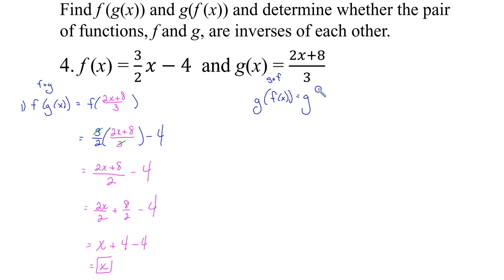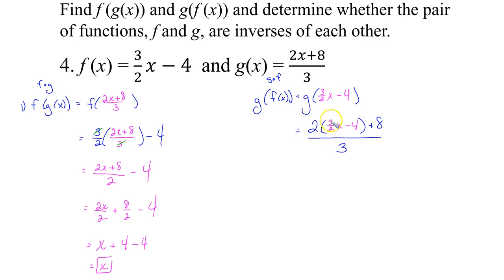So I'm going to have g of, and in place of f of x, the name of the function, I'm going to plug in 3/2 x minus 4. I picked the ones with fractions because I knew that y'all struggle as much with fractions as anything else. So 2 times, and in place of x, I'm going to drop in that function f. So all of this is divided by 3. So I'm going to drop in this, so 3/2 x minus 4.